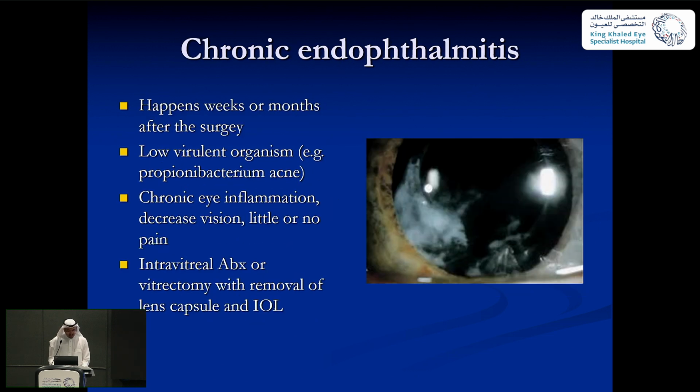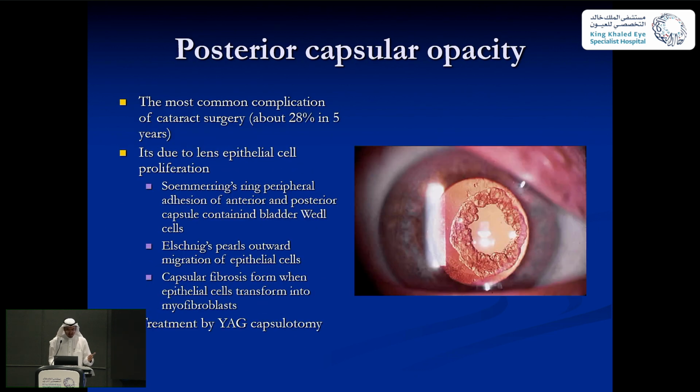Of course, a low virulent organism like Propionibacterium acnes is the most common cause of chronic endophthalmitis.